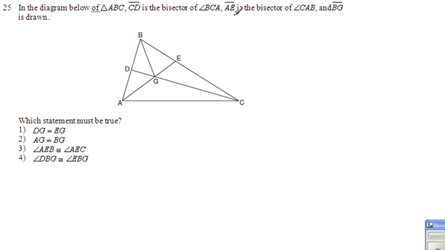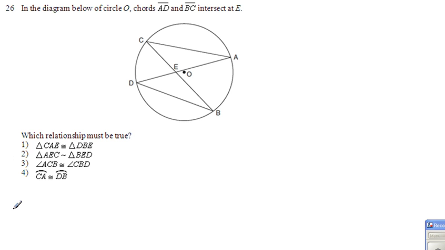Alright, now here we have, this one is an angle bisector. This one is also an angle bisector. The fact that they're meeting up at a single point means the line BG will also be the angle bisector by the concurrency of the three angle bisectors. That means that angle must be equal to that angle. ABG, or DBG, is equal to EBG. Alright, there it goes. Number 4 will be our answer.